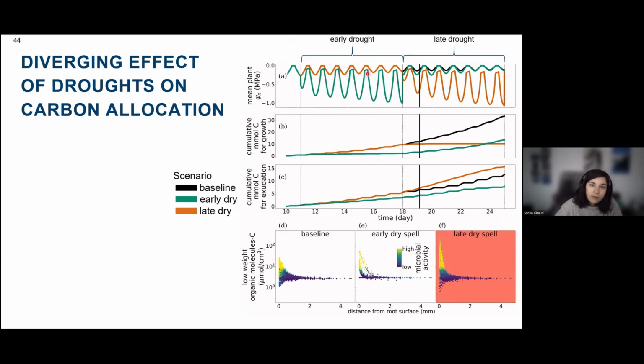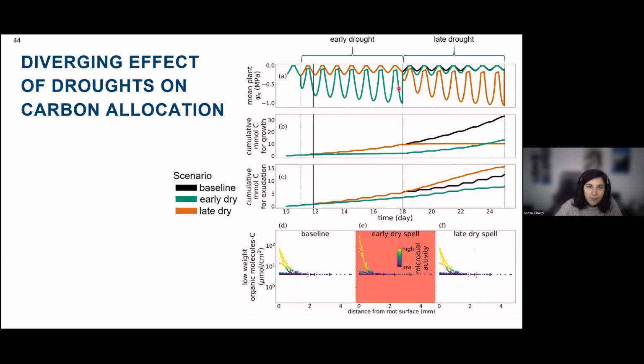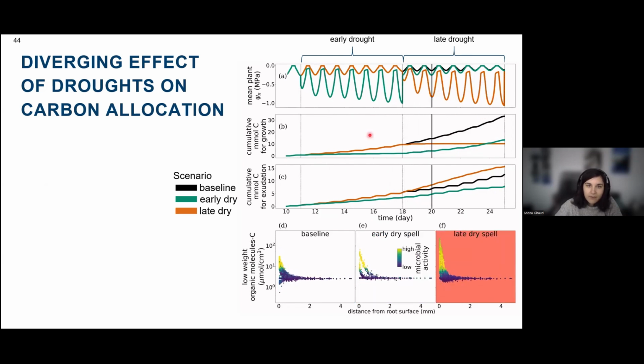And the color of the lines give the different scenarios. So in black, you have the baseline. In green, you have the plant that was in the early dry spell scenario, and in orange, the plant that was in the late dry spell scenario.